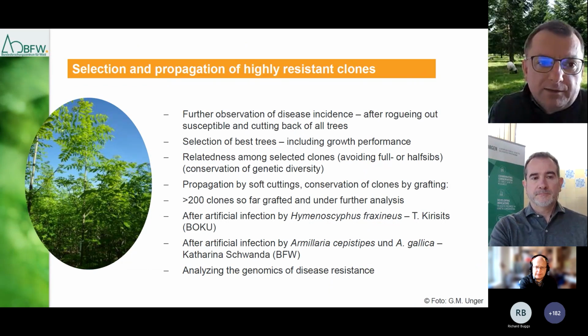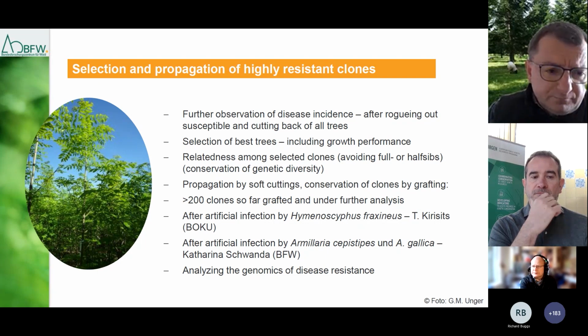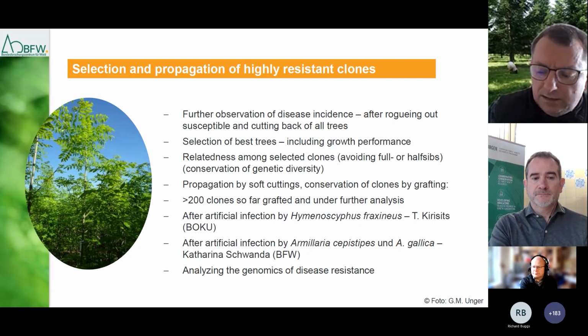So at the moment, we are still in the selection and propagation of the clones. We are further observing the disease incidence. We have rogued out all the susceptible clones, so that means only the healthy trees are remaining. But these we have also cut back to avoid competition between the different clones, but also to facilitate the vegetative propagation of these clones. So we have quite a big set of clones.